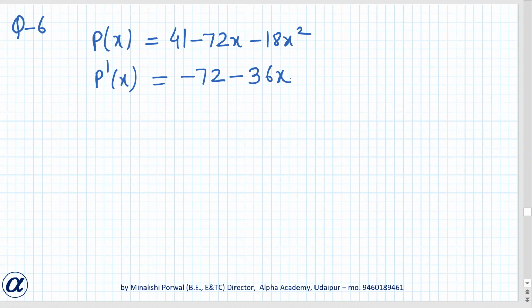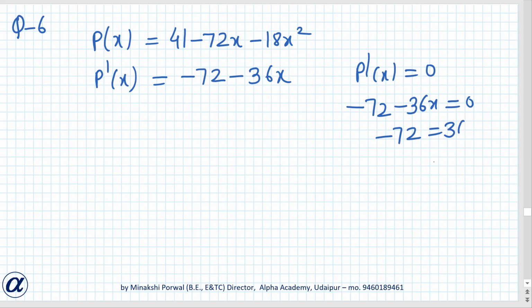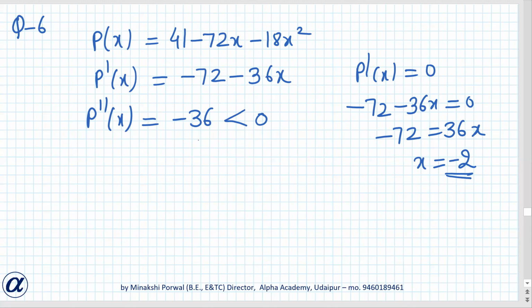Now finding the critical point. So p dash x equals 0. That is minus 72 minus 36x equals 0, or minus 72 equals 36x. x will be equal to minus 2. Now at this point we have to find the value of the second derivative to find whether at this point it is maxima or minima. Finding the second derivative, that is equal to minus 36, which is independent of x. So it is less than 0. That means maxima at x equals minus 2.